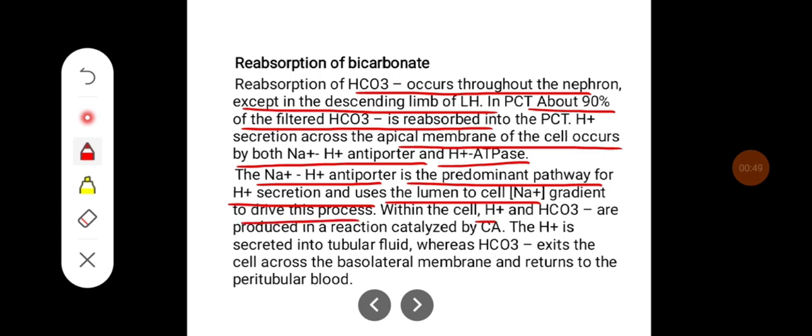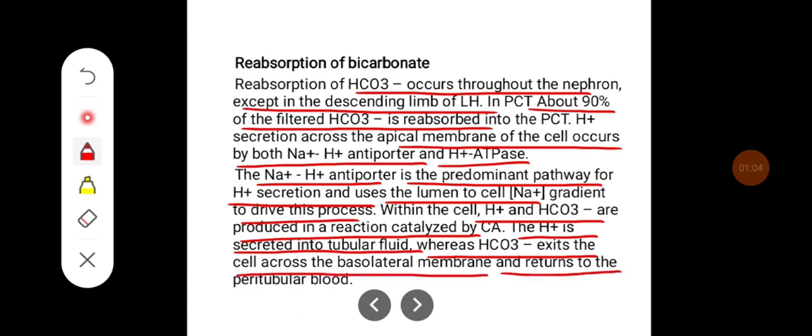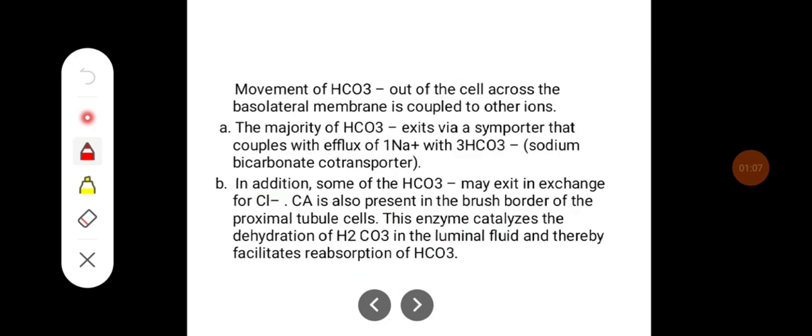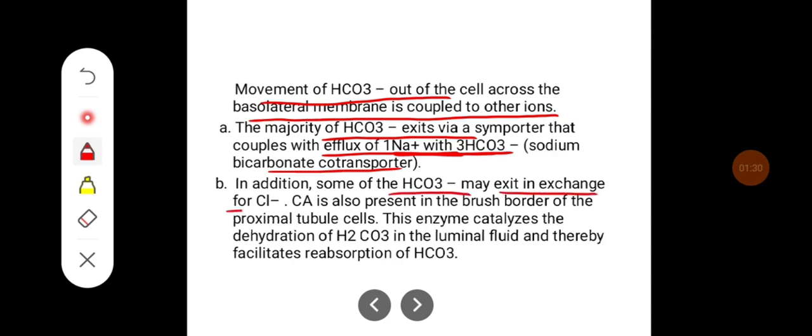Within the cell, the hydrogen and bicarbonate are produced in a reaction catalyzed by carbonic anhydrase. The hydrogen is secreted into the tubular fluid, whereas bicarbonate exits the cell across the basolateral membrane and returns to the peritubular blood. The movement of bicarbonate out of the cell across the basolateral membrane is coupled to other ions. The majority of the bicarbonate exits via a symporter that couples the efflux of one sodium with one bicarbonate, that is the sodium bicarbonate cotransporter. In addition, some bicarbonate may exit in exchange for chloride.